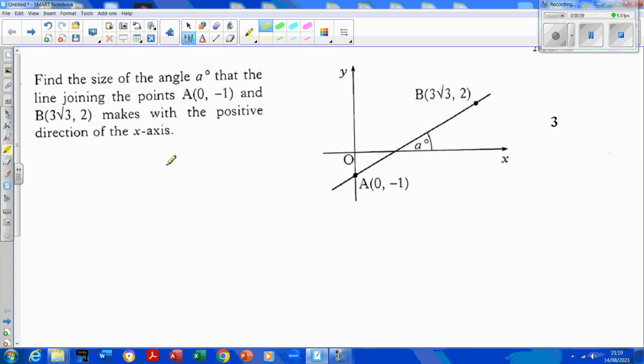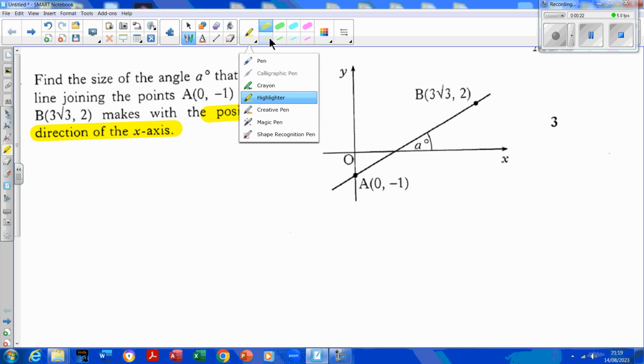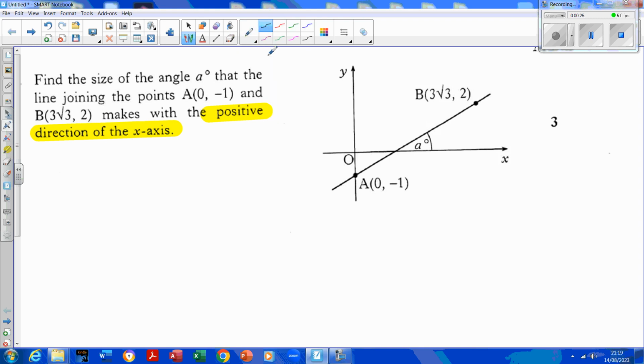So this one says: find the size of the angle that the line joining the points A (0, -1) and B (3√3, 2) makes with the positive direction of the x-axis. As soon as you see the positive direction of the x-axis, the first thing you write down is gradient equals tan theta. That's code for you to write that down. Now we want to find the size of the angle, so I'm going to write this round the other way. So tan theta, we have to find that first, and that's equal to the gradient.